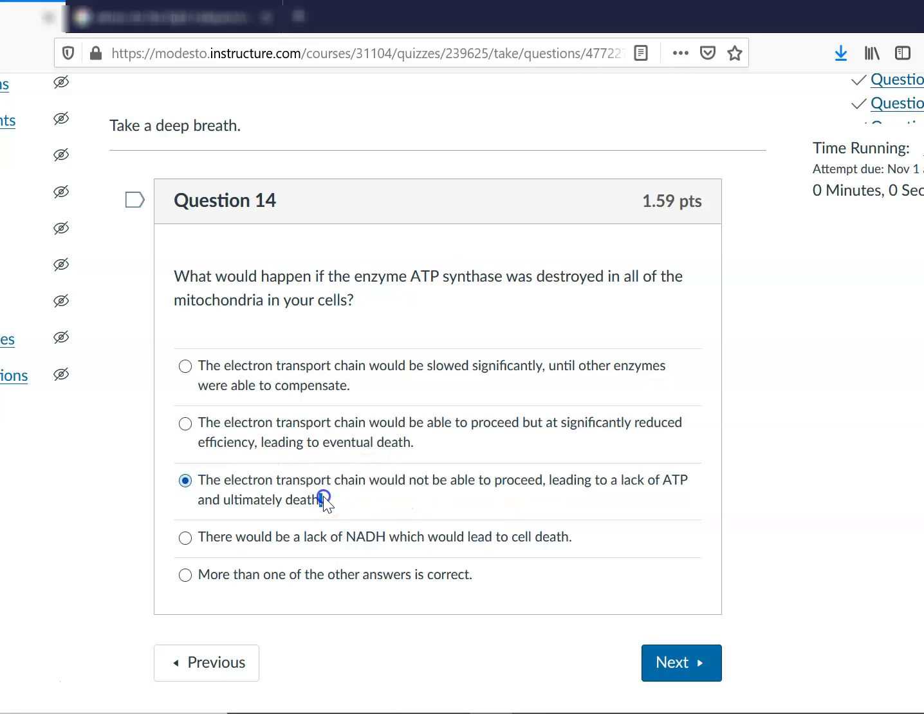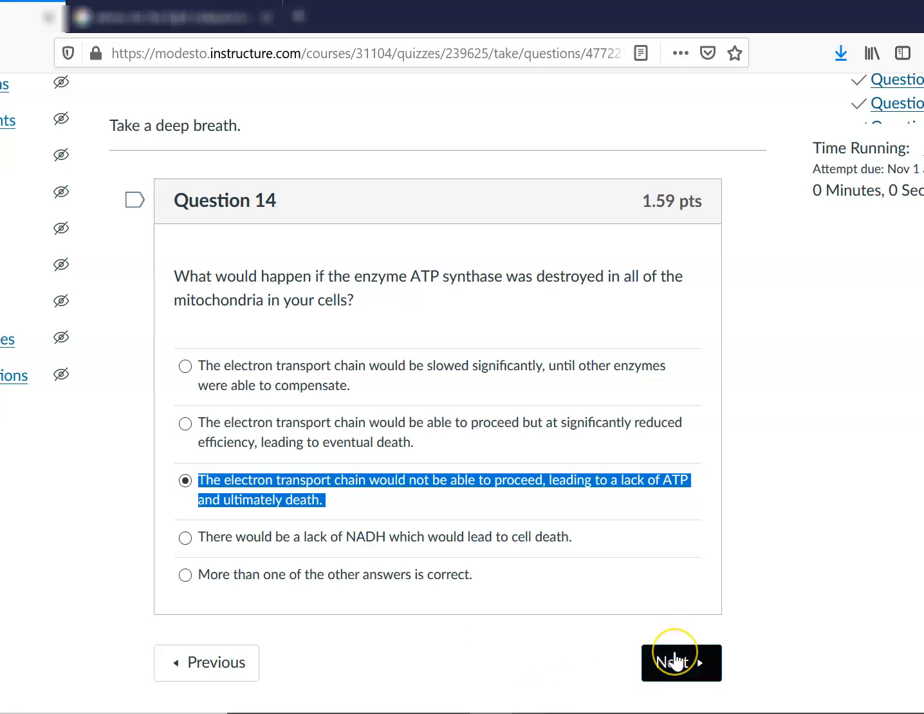Remember, ATP synthase is like the final enzyme in the electron transport chain. It's going to spin around because of that proton gradient that we built up. You guys are like, what are you talking about? That was weeks ago. Anyway, the electron transport chain would not be able to continue.